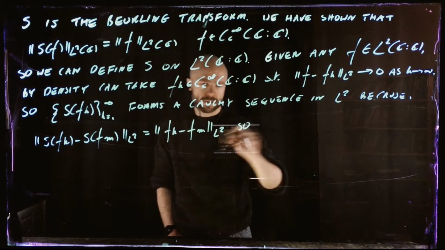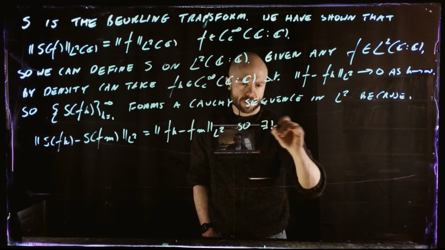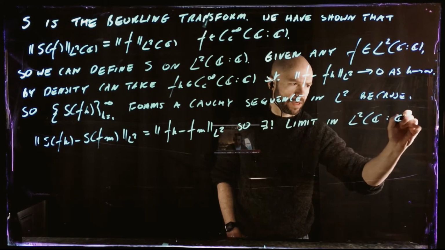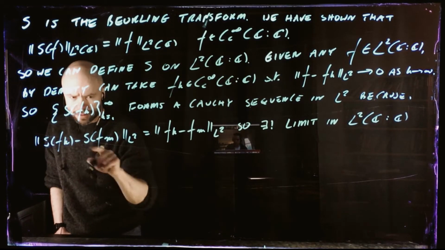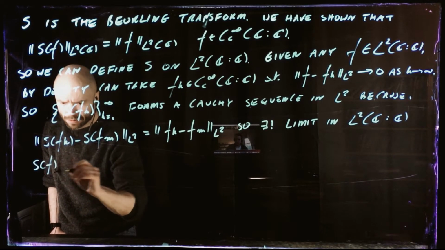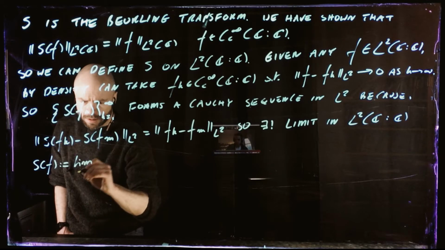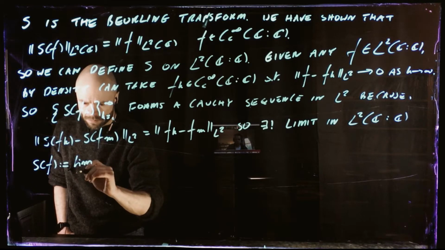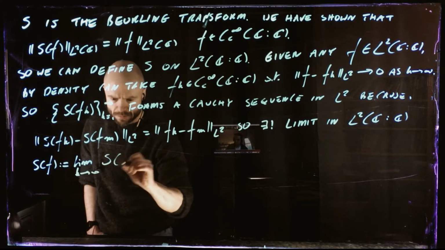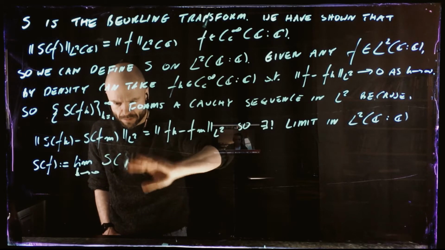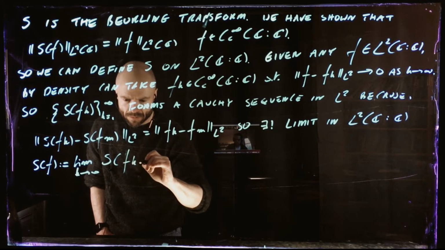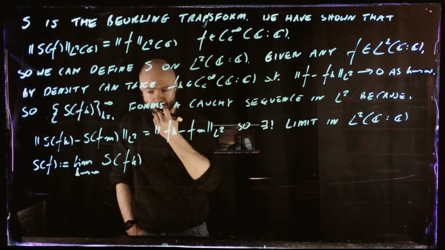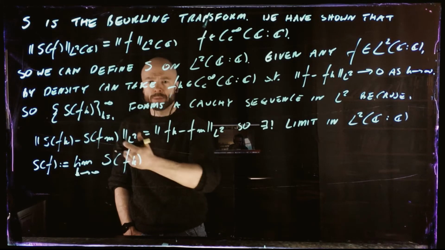This is a Cauchy sequence inside L2, so there exists a limit in L2 of the complex plane to the complex plane. And we define this limit of this Cauchy sequence to be the Beurling transform on an arbitrary f. Cool. And this is now completely well defined. It's a uniquely defined linear operator.